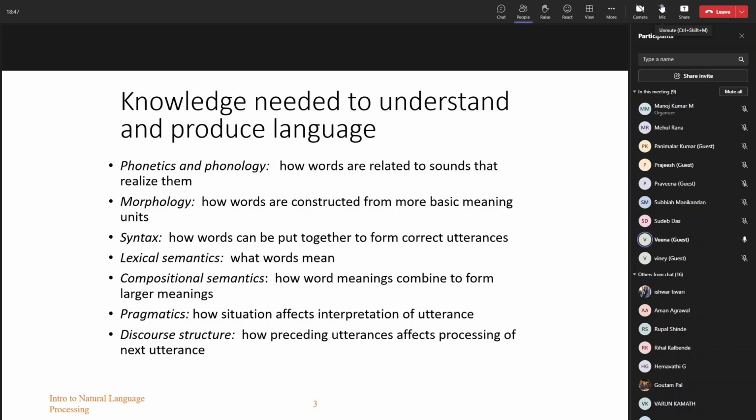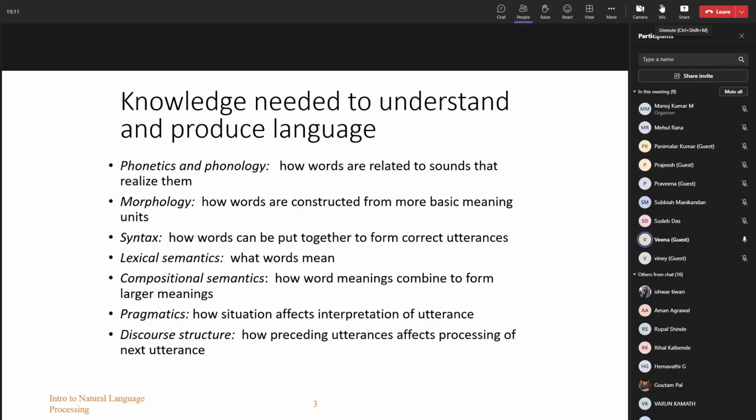Next is lexical semantics: what each word means. For example, if someone says happy, in that particular context we need to understand that the person is feeling some pleasure. So that feeling, that word meaning, is important.